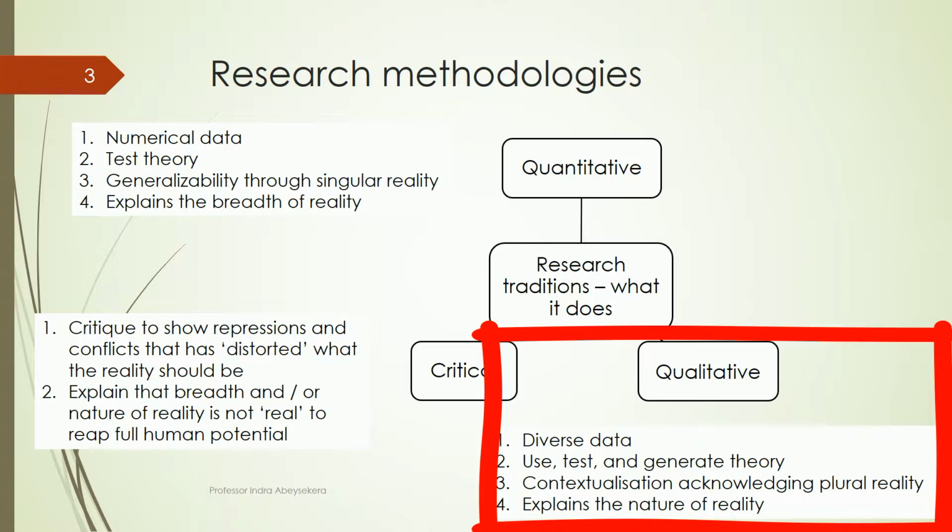Rather than generalize the findings into a population, it contextualizes the findings, acknowledging that there's no single reality, but there are plural realities. Therefore, it refrains from generalizing findings as a single reality. So the qualitative research philosophy explains the nature of reality.